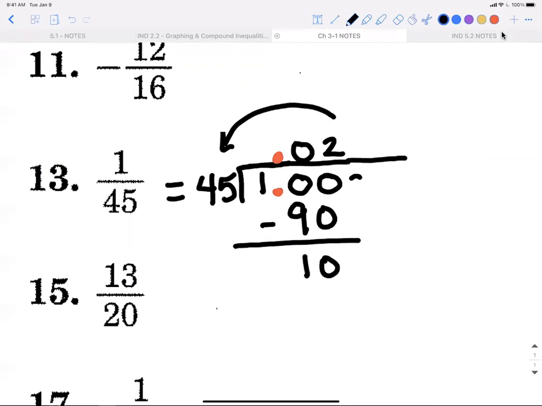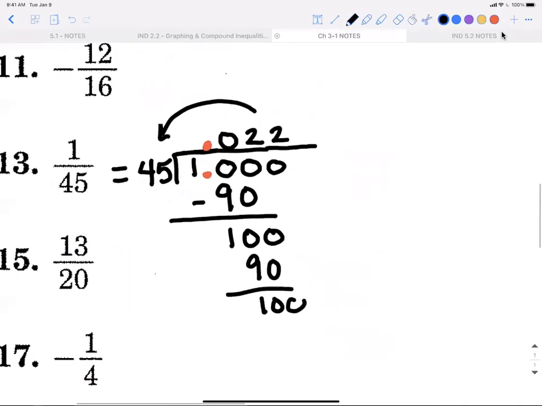And then you add another 0, drop it down, and you get the same thing you had the first time, which is going to tell you that you're going to get the same thing here if you keep going. 2 times 45, you can notice what's going to happen. You're just going to keep going and going and going, and you're never going to get out of the loop. So this is considered a repeating decimal.